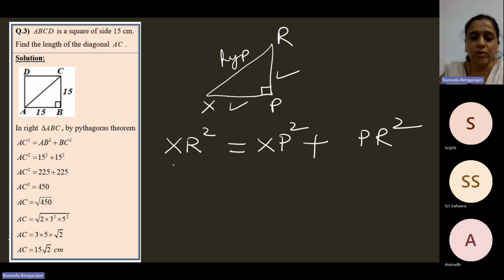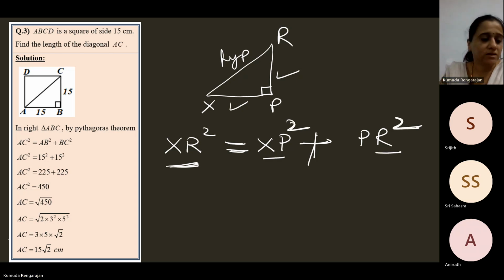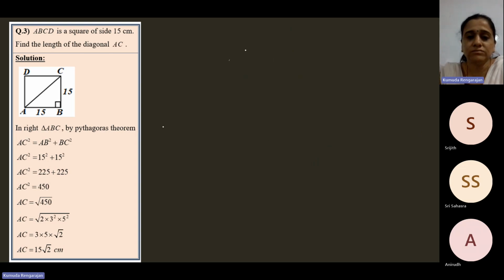You should write the square of the hypotenuse on one side is equal to the sum of the squares of the other two sides. Clear?